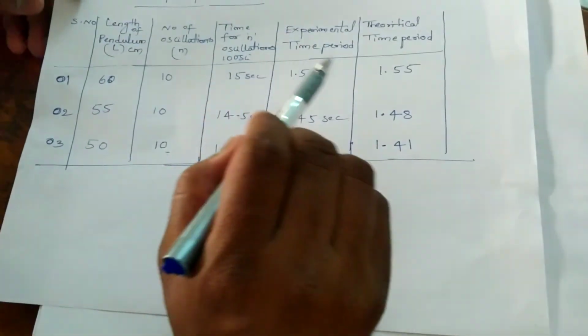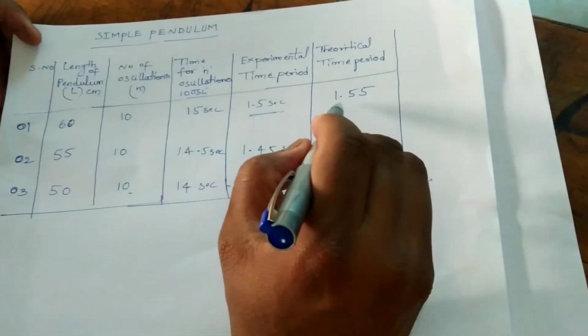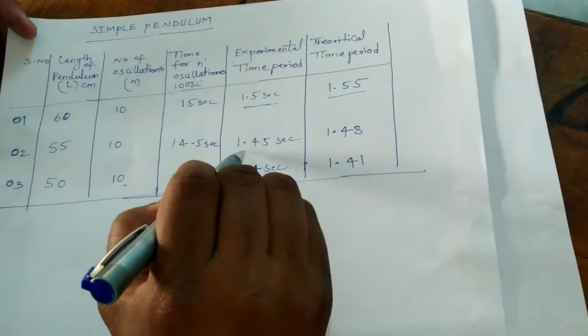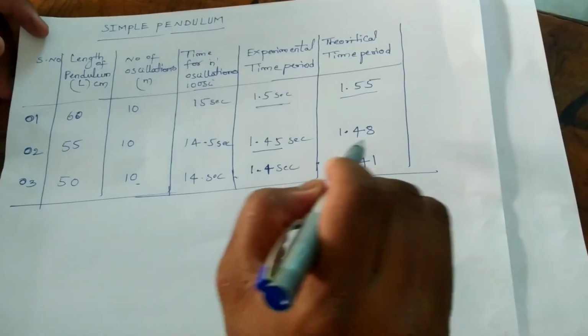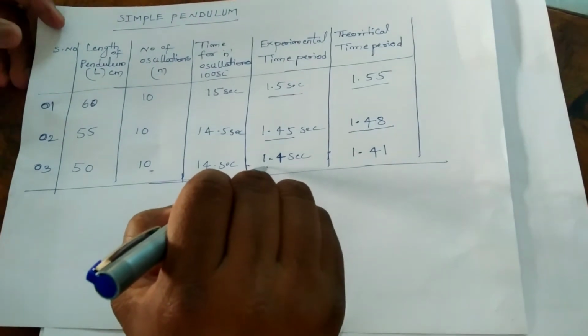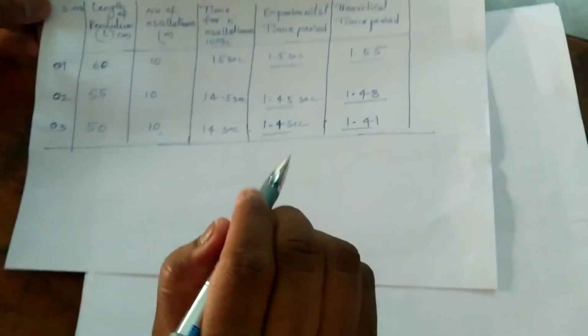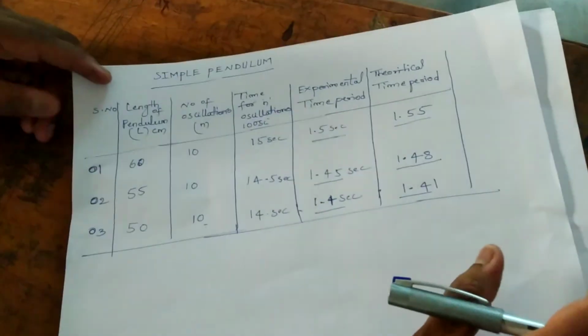That means for 3 different readings, for the first reading, the actual value of time period is 1.5, theoretical value is 1.55. For the second reading, the actual value is 1.45 second, theoretical value is 1.48, and for the third reading, the actual value is 1.4, theoretical value is 1.41. So with this, the experiment is complete.